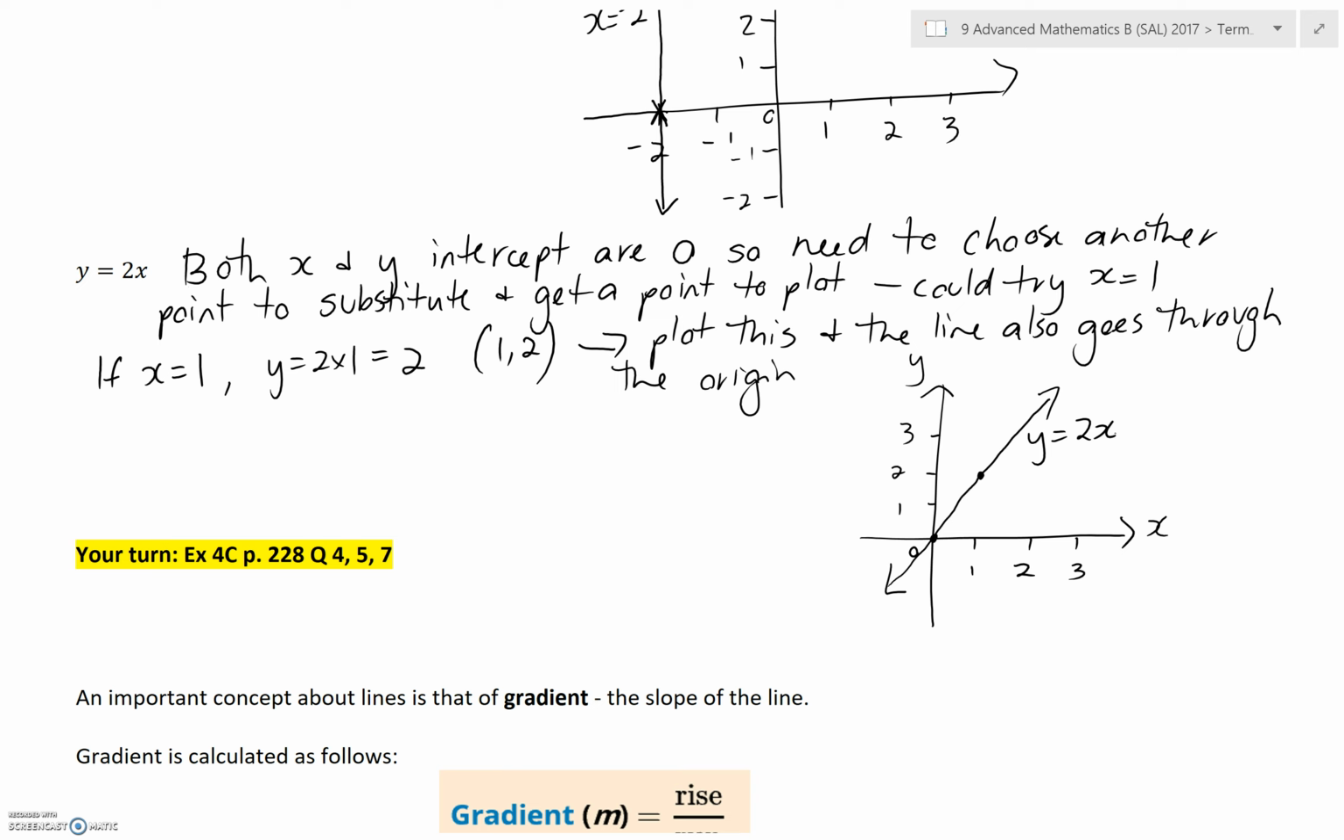So that is it for this topic. You need to do exercise 4C. There's a few questions there, only 3 little questions. Once you've done that, we need to move on to gradient. So I'll do a separate recording for that.